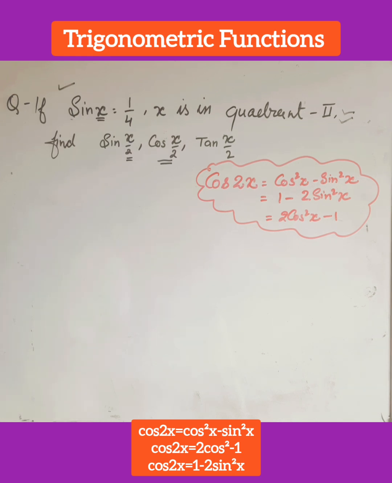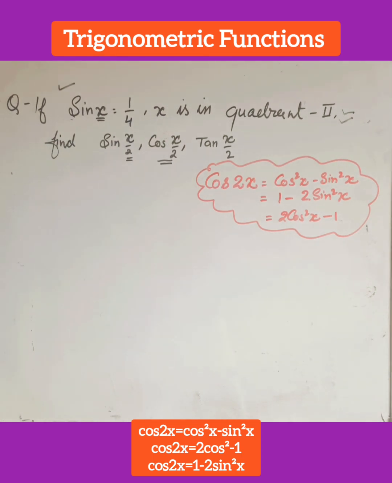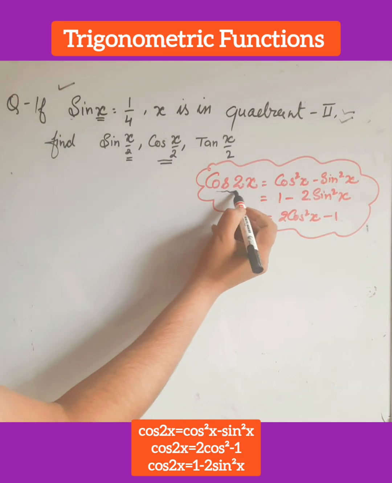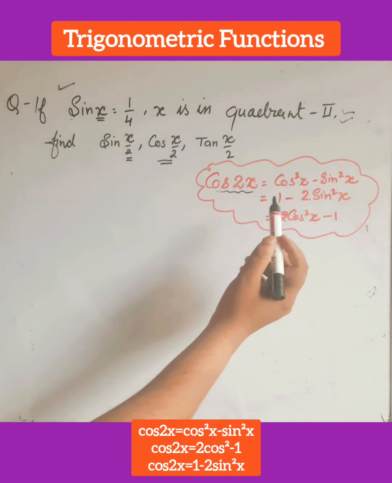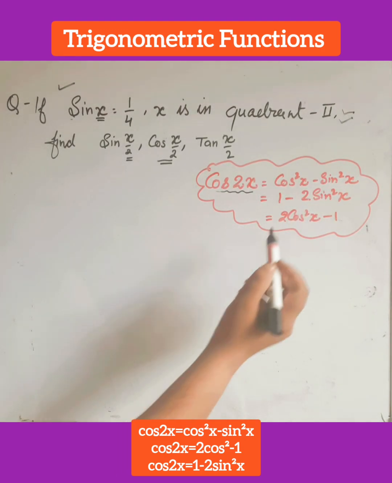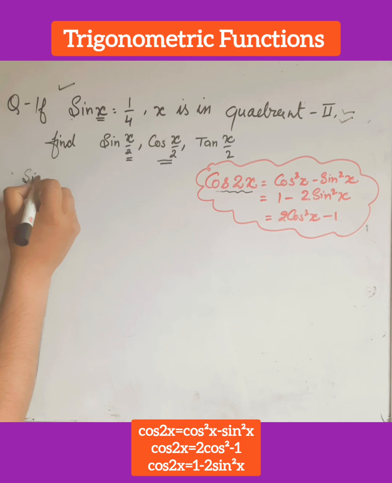You can understand here that x is the double of x upon 2. So here we have to use the formula for cos 2x. That can be written as cos square x minus sin square x, or 1 minus 2 sin square x, or 2 cos square x minus 1. Now let us start with sin x upon 2.